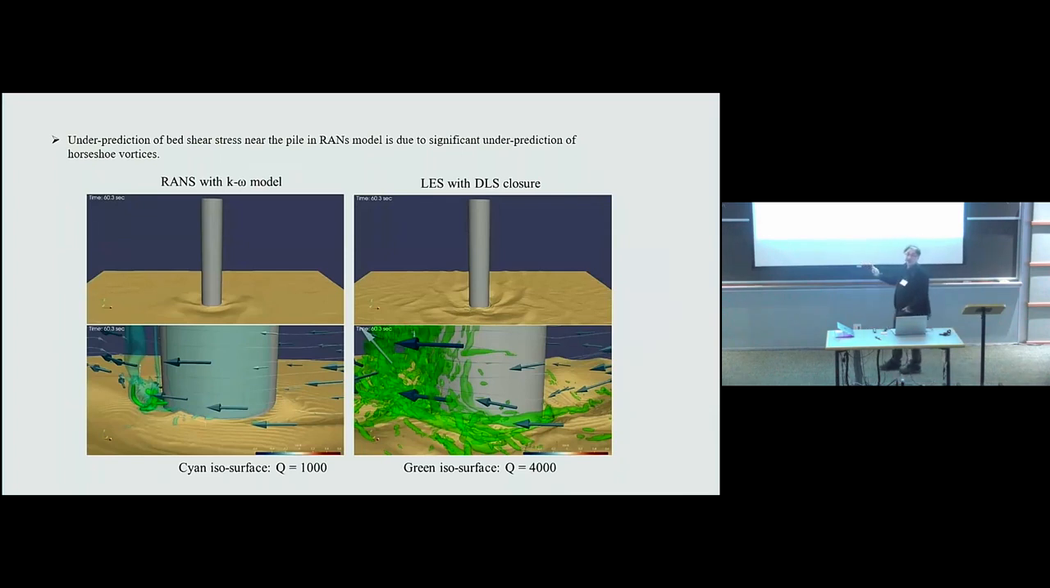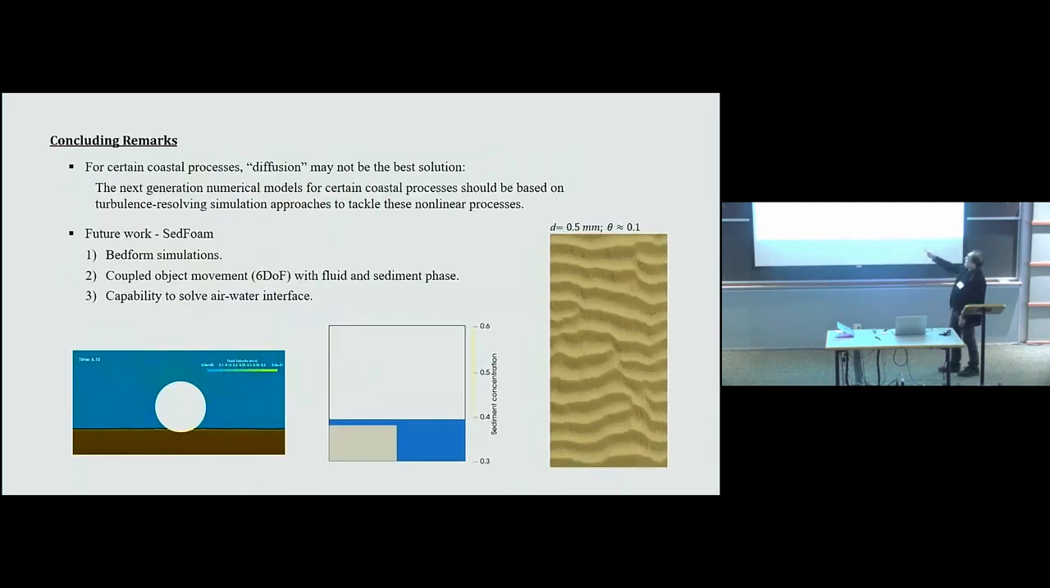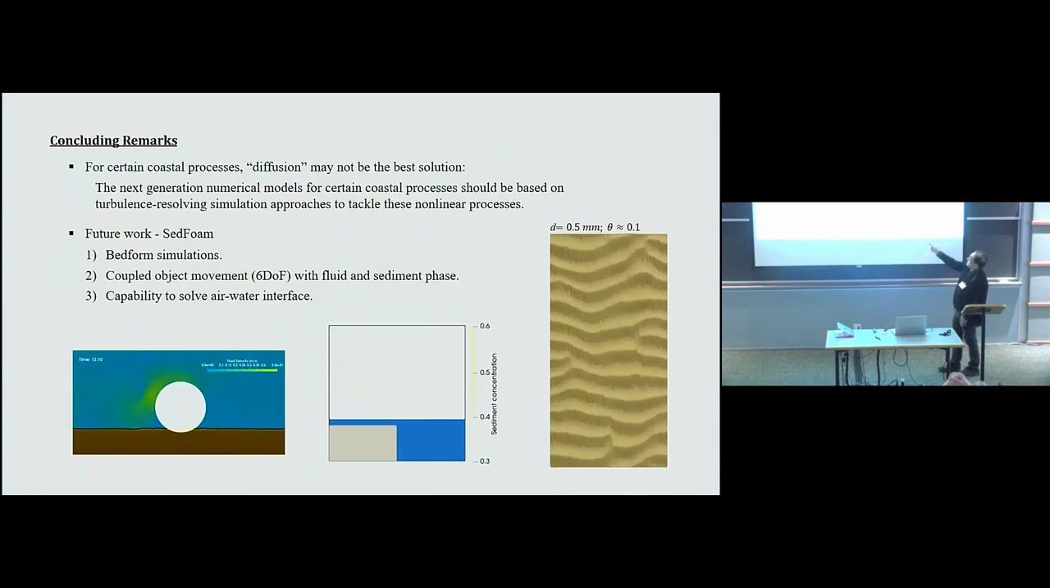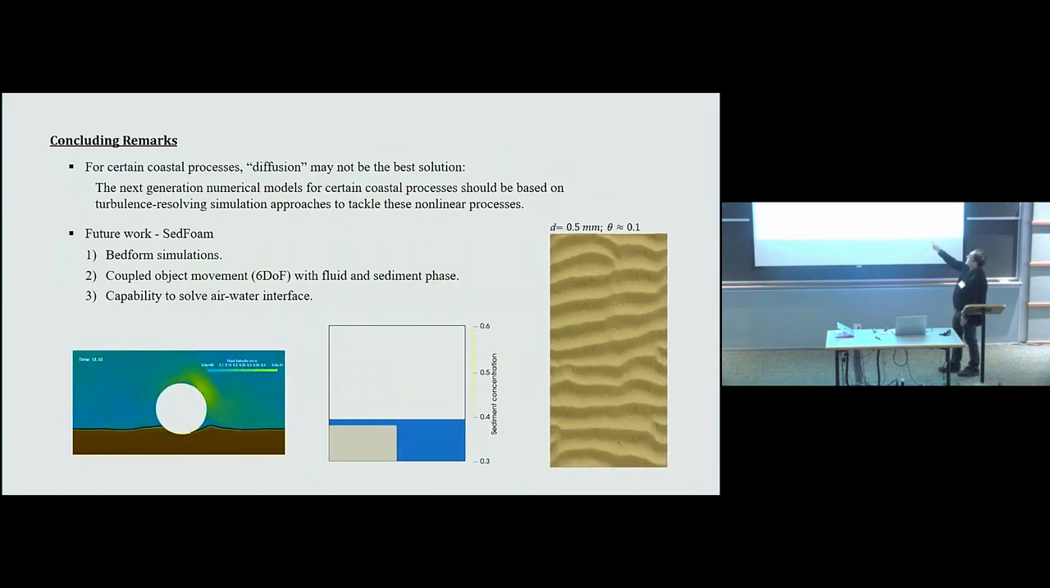So this means that the Reynolds average model, indeed, as we feared, has, with its subgrid closure eddy viscosity, too much diffusion. That kind of smooths out some of the important vortices that you are supposed to resolve. On the other hand, for LES, since you only use diffusion at your subgrid, which is close to the grid size, you still can preserve the vortex that you're trying to resolve. So the take-home message, I would say, is that at least for certain coastal processes, using diffusion may not be the best solution.